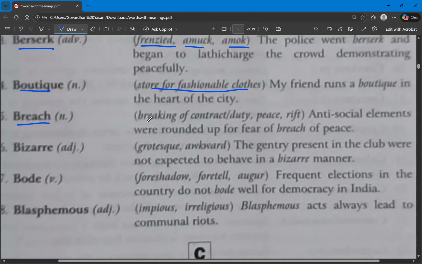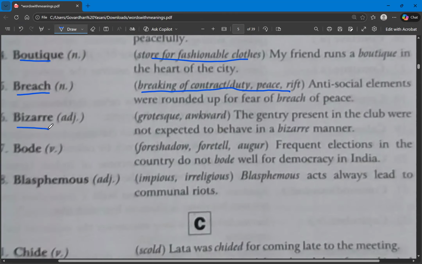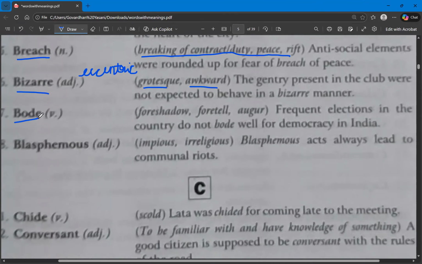The next one, breach. Breach means breaking a law or a duty or a rule. So that is the meaning of breach. The next one, bizarre. Bizarre means something that is unusual or awkward or grotesque or eccentric. Ridicule, absurd. These are the synonyms for the word bizarre. The next one, bode. B-O-D-E means foreshadow or foretell, augur. And also we have other words like envisage, predict, anticipate. These are all synonyms for bode.